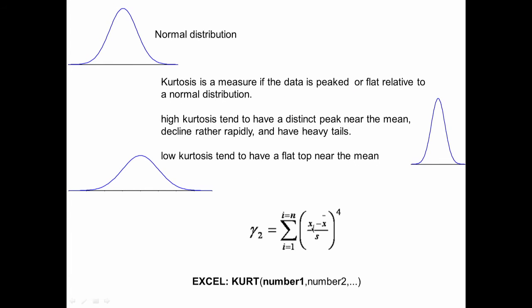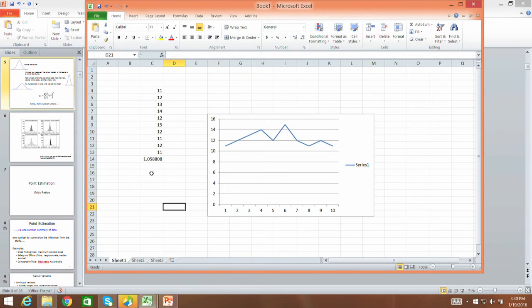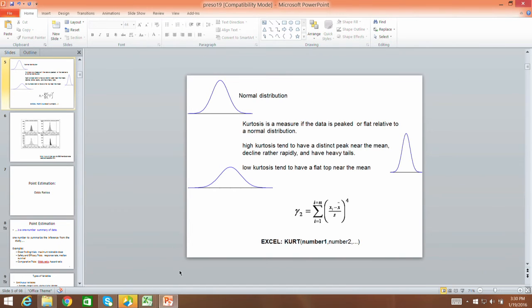So xi, that means each of the data points, minus x bar, that is the mean, divided by the standard deviation, raised to the power 4. So Excel also has this term called kurtosis, okay. Let us look at the kurtosis also here for your data set, okay. So we can say equal to KURT, okay. So you get some value for kurtosis actually.